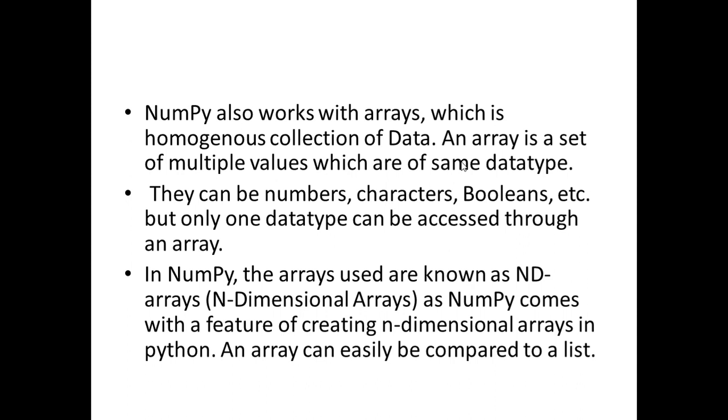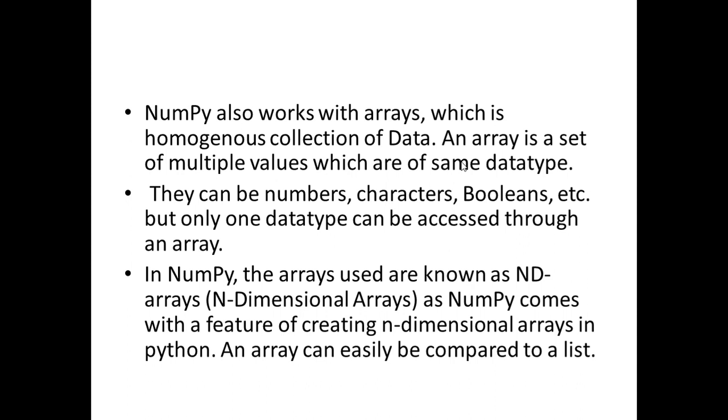With numpy we also work with arrays, and in arrays we have a homogeneous collection of data. Homogeneous as in all the elements have to be of the same data type. I cannot have a number and a boolean. Whatever it is, it has to be of one data type. It can be numbers, characters, or booleans, but it has to be only one data type. Numpy arrays are also called n-dimensional arrays, since I can include many multi-dimensional arrays here.